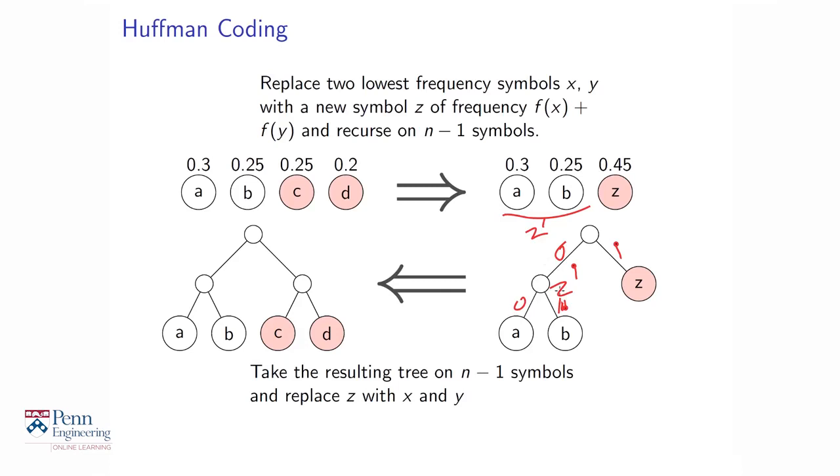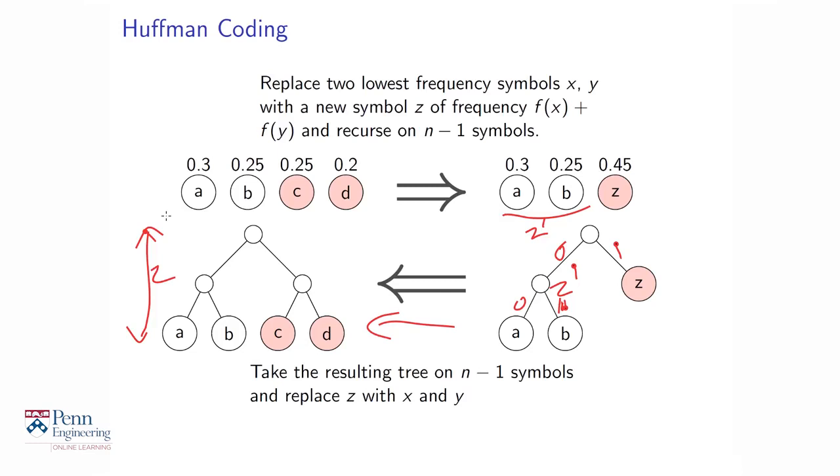Similarly, Z was the result of combining C and D. So we now replace Z, as shown in this picture here, with the subtree consisting of C and D hanging below it. And now we have the entire solution. It turns out that for this particular case, the best answer is a tree where all the leaves are at the same depth of 2. And so this is a kind of boring code. Every symbol has a 2-bit code. This will not always be the case, but in this example, that's what happens.